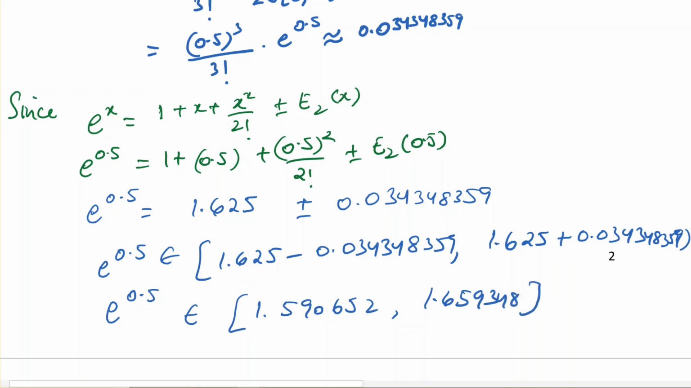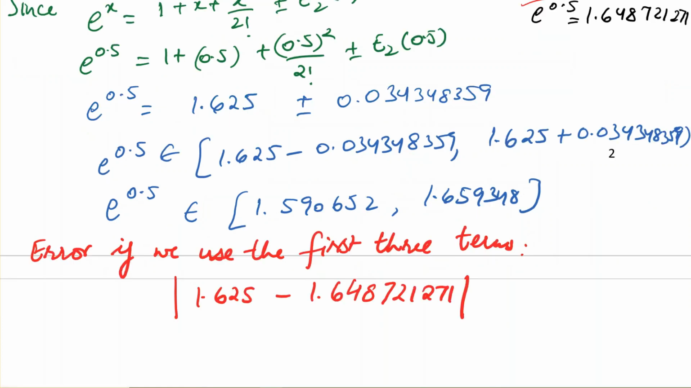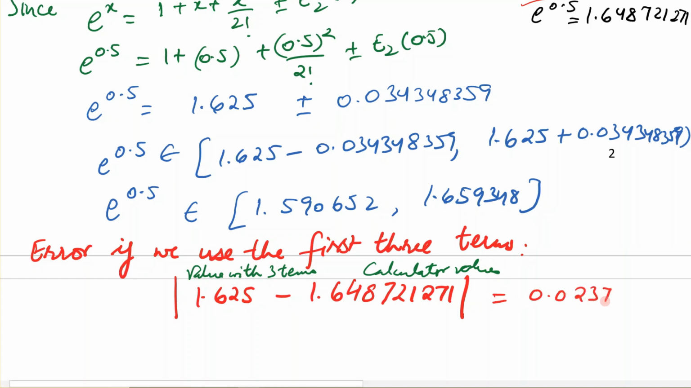So we can get an idea about the exact value, estimating what interval it is going to lie in, just by looking at the first few terms. You can actually check it. If you use the calculator, it shows that e raised to power 0.5 is 1.648721271. The error, if we use the first three terms, is the difference between the value we calculated from the first three terms and the actual calculator value. So this is our calculator value and this is our value with three terms. So what is the error? The error in this case we get is 0.023721271.